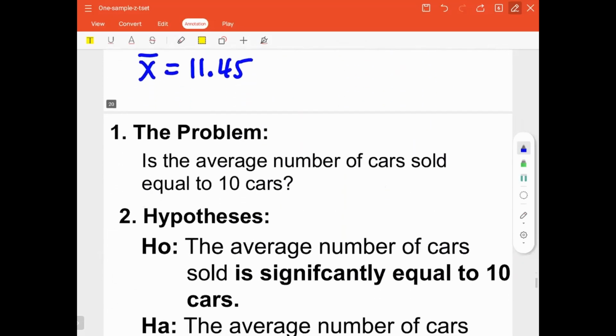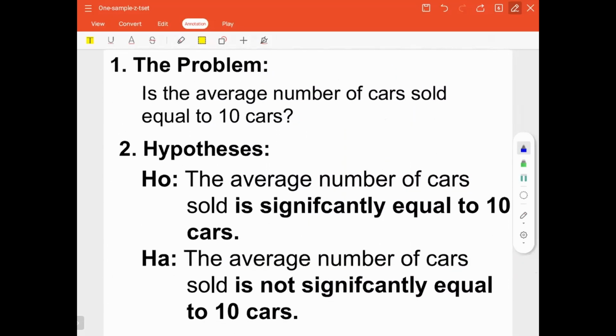We'll continue. So the first step here is again to set up the problem. The problem here is whether the average number of cars sold is equal to 10 cars, and again we base the formulation of our H0 and HA on this problem. It says here equal, so it doesn't require us to identify whether it's greater than or less than. So we are to adopt what we call a two-tailed test, no? Because this is of course non-directional.